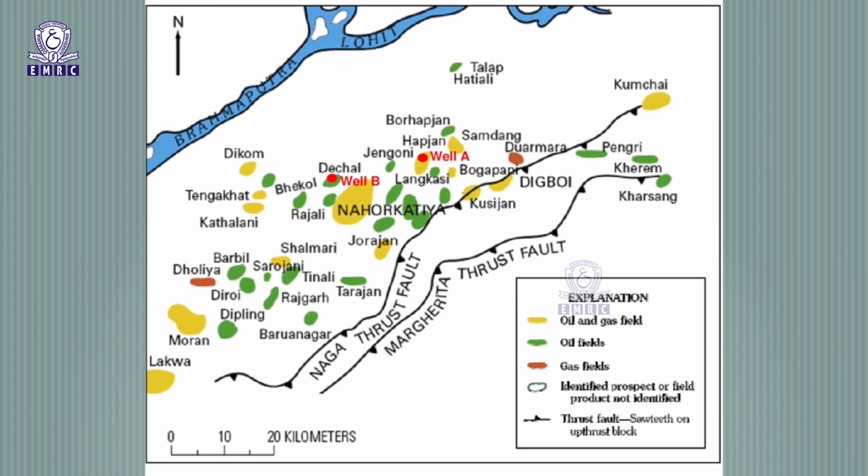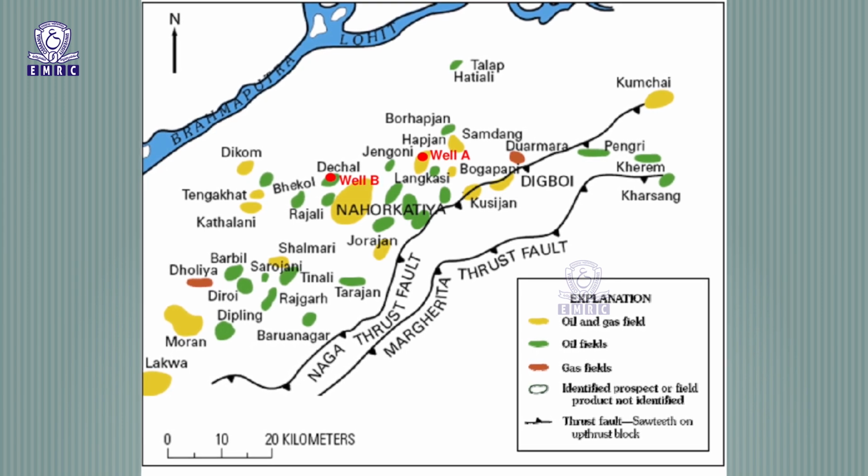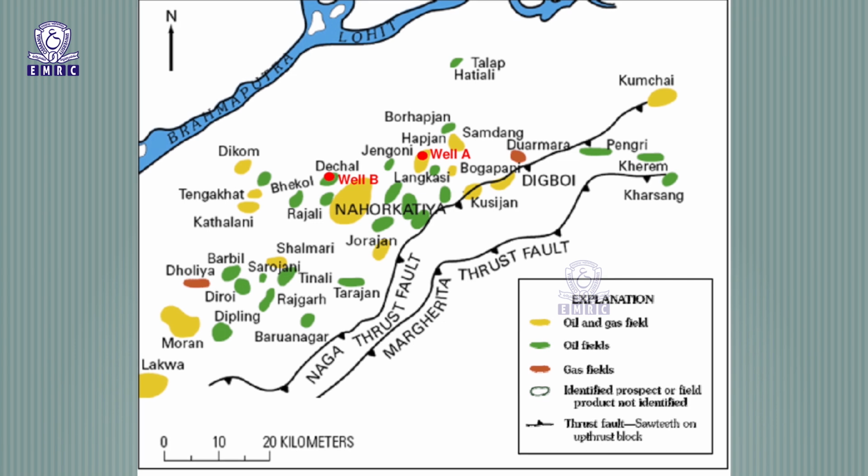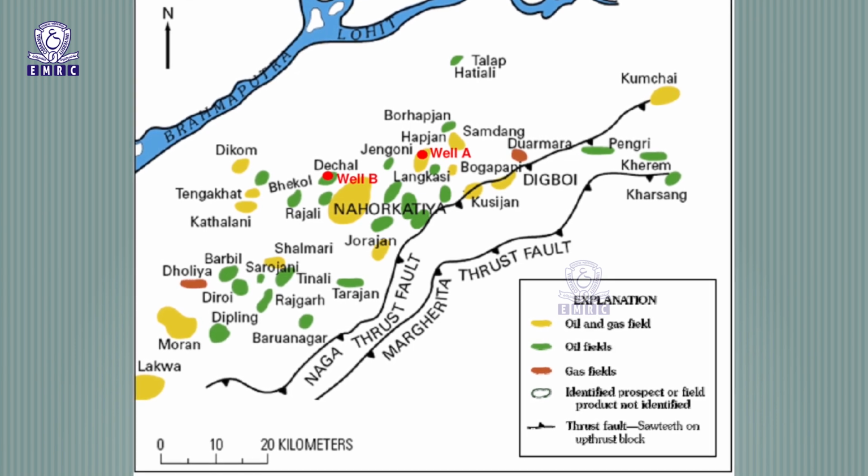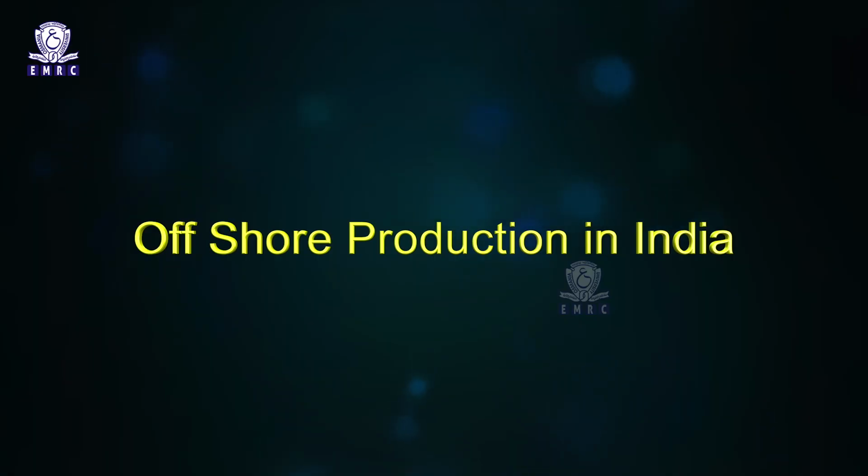The main oil bearing strata extend for a distance of 320 km in upper Assam along the Brahmaputra Valley. Oil fields of Assam are relatively inaccessible and distantly located from the main consuming areas. After this explanation, let me describe the offshore production in India.